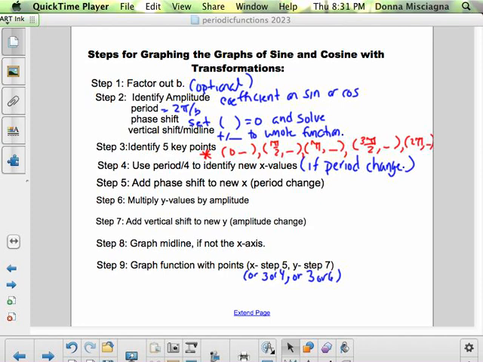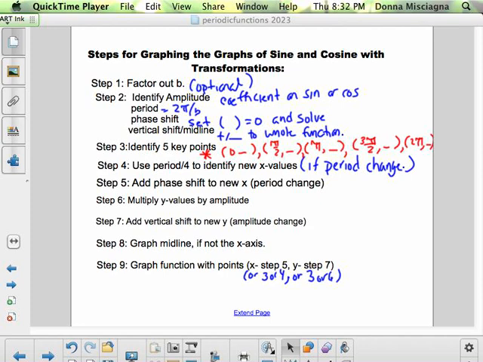All right, if there's a vertical shift, then you're going to graph the midline, because it's a lot easier to graph on those vertical shifts if you can see the line you're oscillating about. And then we'll graph the function with the points, x, which is step 5, or y, which is step 7. Now, if there's not all of the different transformations to x, then it might be step 3, which is just the key points, or step 4, which is also the period change, right?